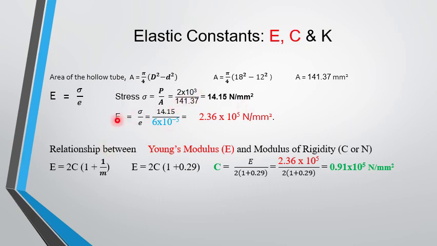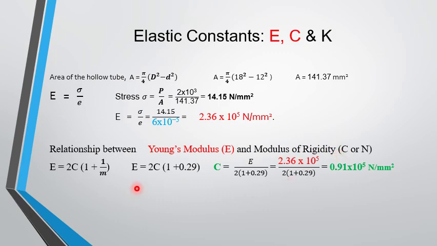So we put the stress value in Young's modulus, stress by strain. The strain is equal to 6 into 10 to the power minus 5. That is equal to 2.36 into 10 to the power 5 Newton by millimeter square for Young's modulus, the first elastic constant.